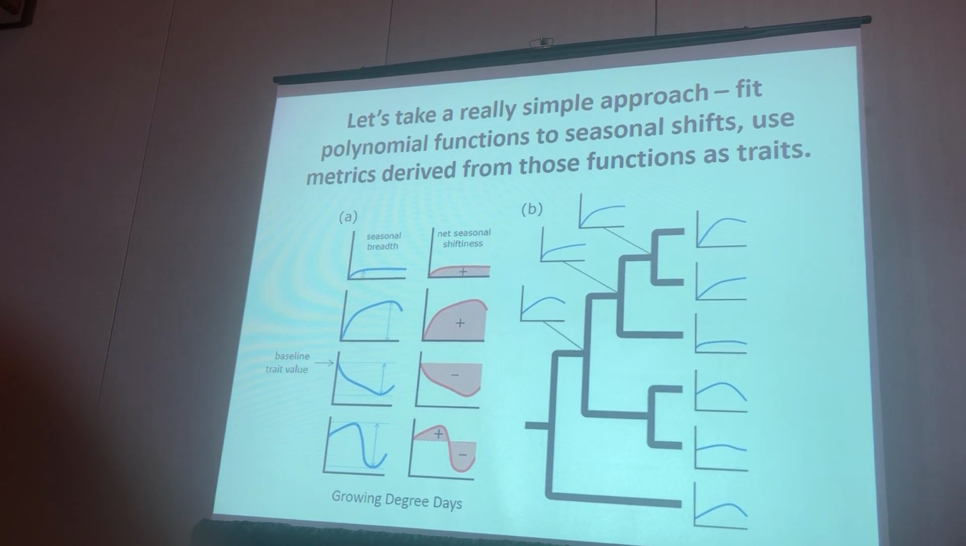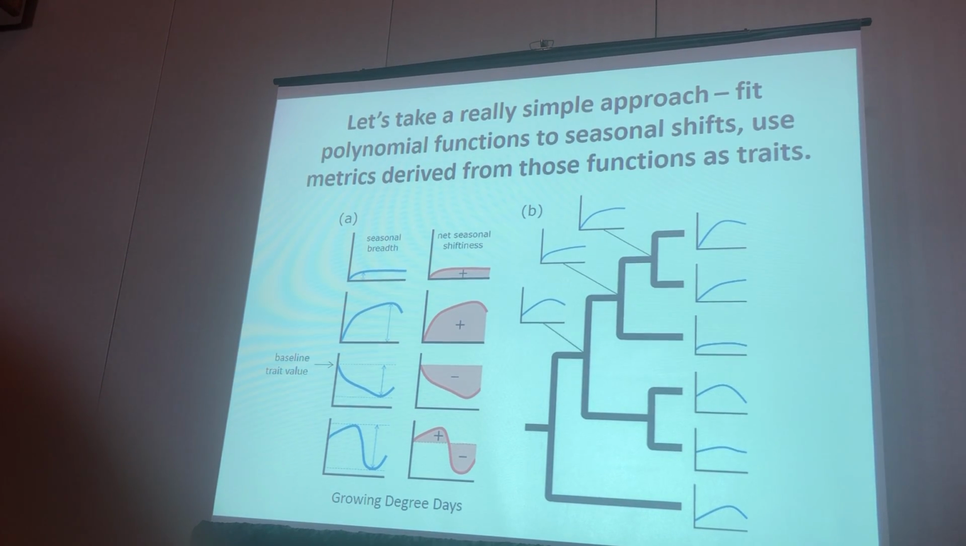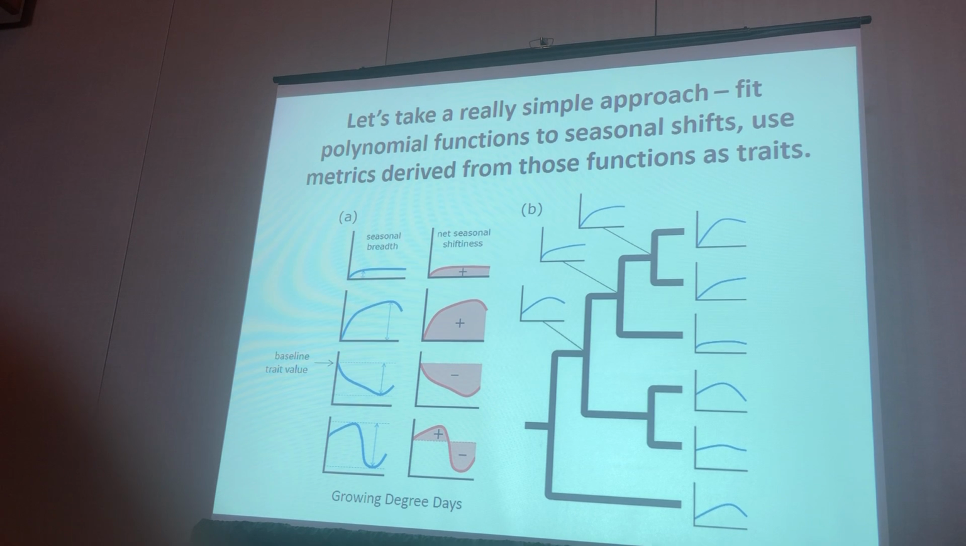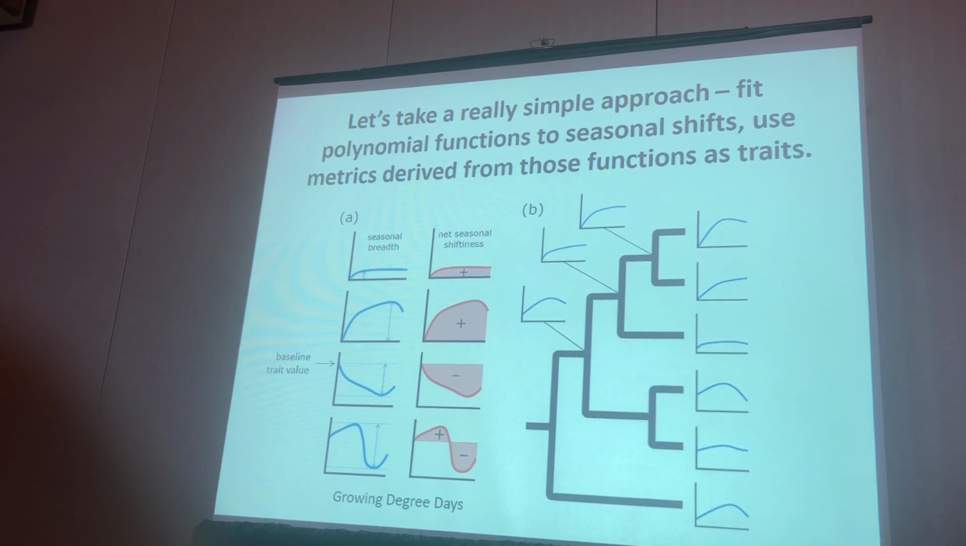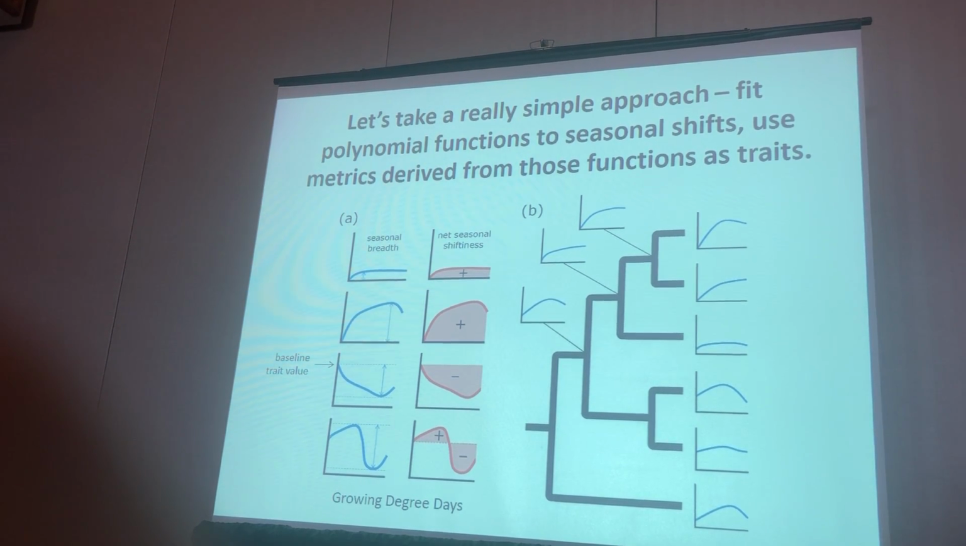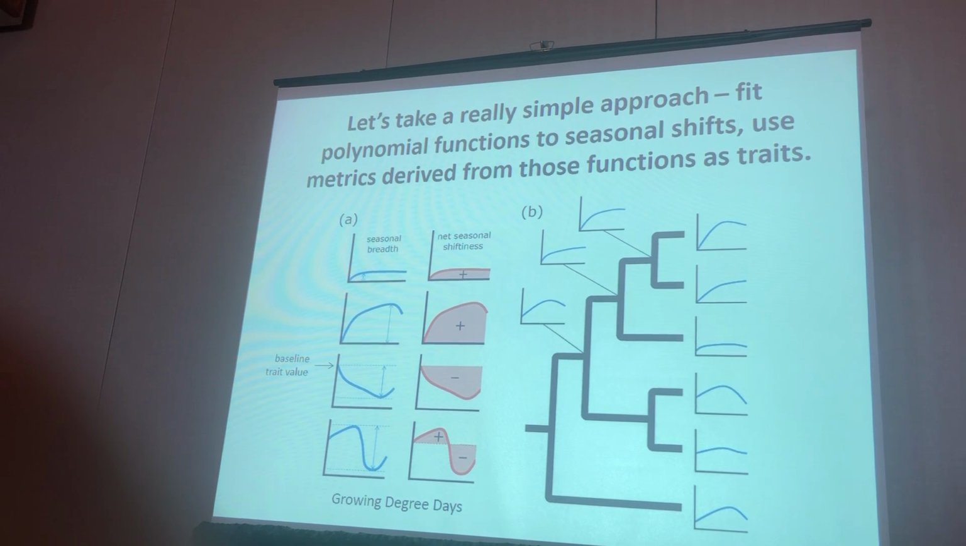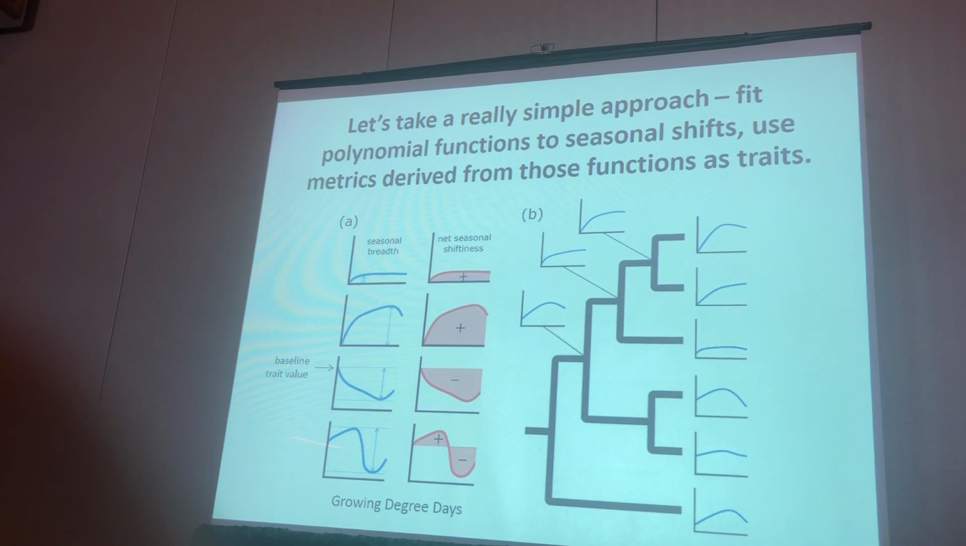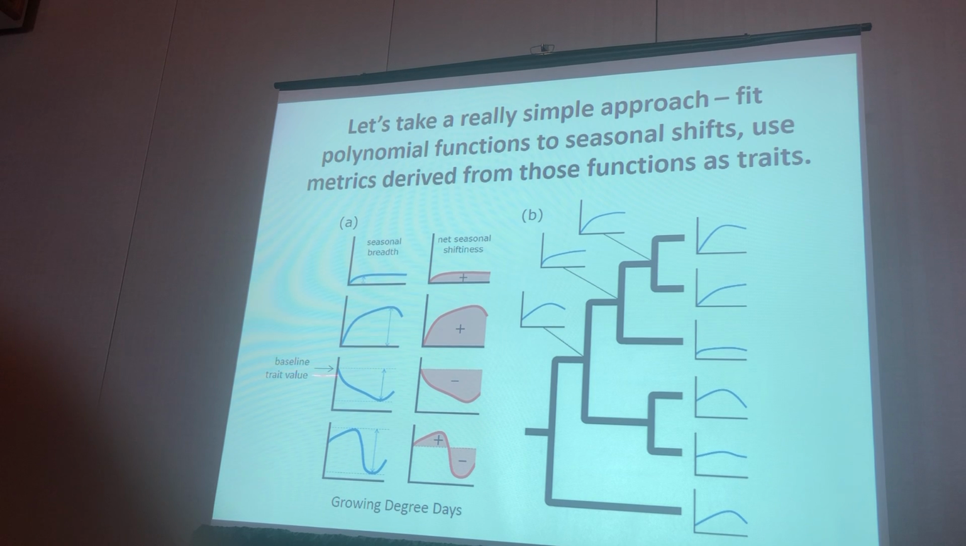So let's do a really simple approach, easy to understand. We're going to fit polynomial functions to those curves, those seasonal shifts. We're going to use metrics derived from those curves and use those as our traits. So for instance here, we could take these curves, we could take the baseline trait value, that's sort of like y-intercept, sort of our May value.